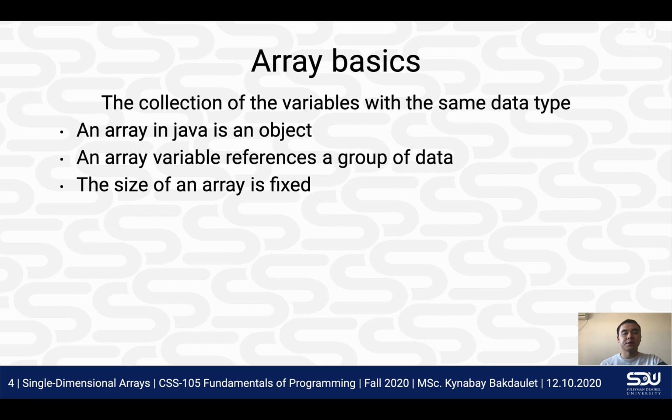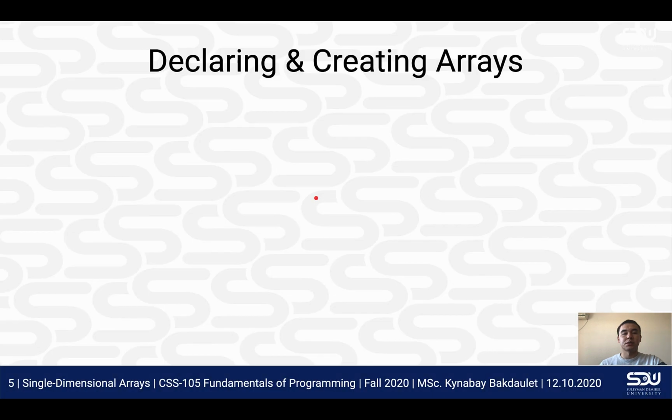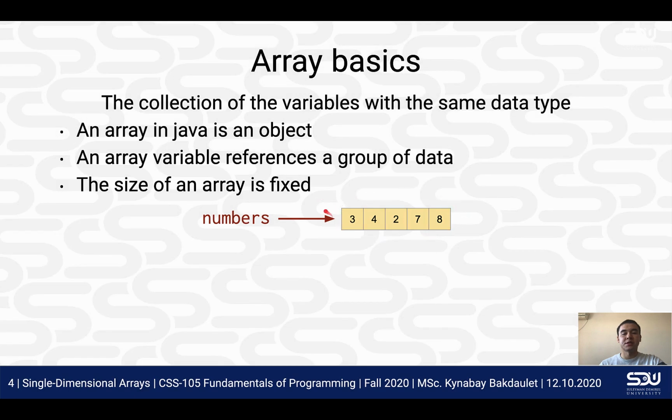Let's suppose that we have the array variable numbers, and it has the reference to a single dimensional array. This is an array with 5 elements, and we cannot change the size of this array because the size of an array is fixed. It is important to notice that every element is located after each other. For example, this is the first element, and the index of this element is 0. After that, immediately comes the second element, 4, and the index of it is 1, and it goes up to the last element. This is the fifth element, and the index will be 4 here.